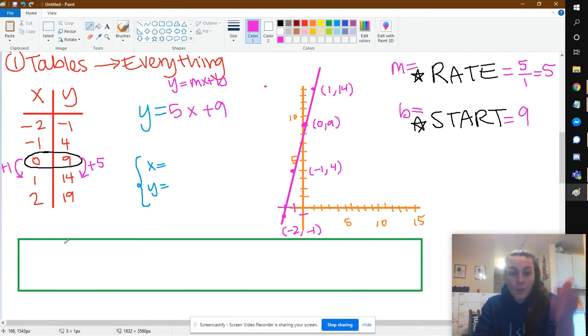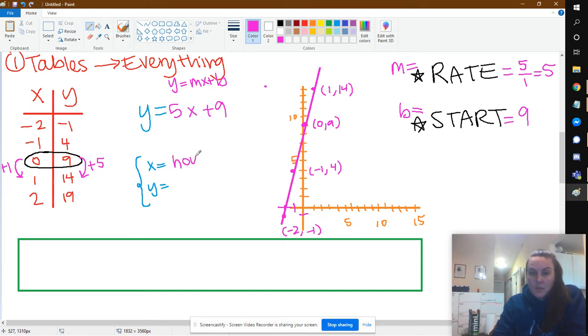Amazing. Now we want to make up a scenario for this. We want to say it's something that starts with 9 and something that increases by 5 for every 1 step forward we move in this process. So I'm going to let my x be, oh, I don't know, I'm not very creative. My x is hours awake, and my y is going to be texts I've received.